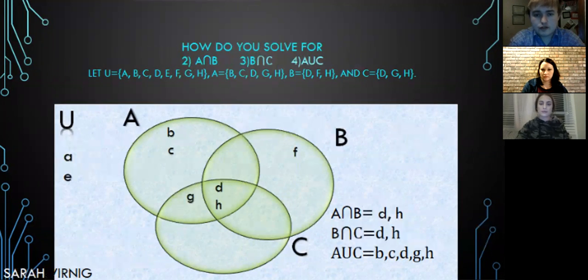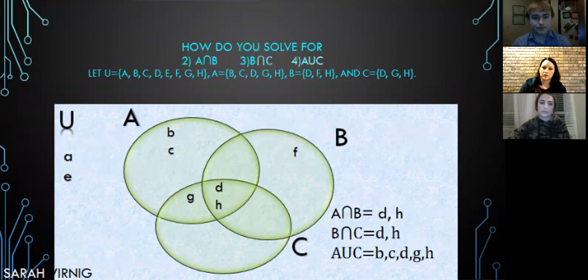All right, how do you solve for number 2, A intersect B, number 3, B intersect C, and number 4, A union C? Okay, with A intersect B, we look at the circles A and B, and you look at where the circles overlap each other, and we can find D and H. So the answer for 2 is D and H.